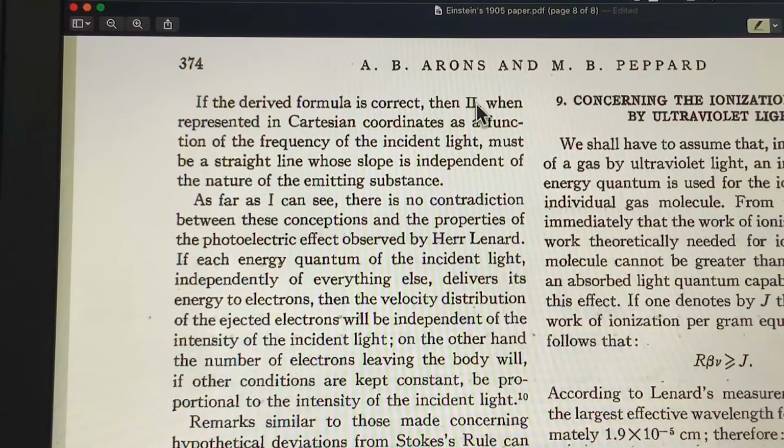then this stopping potential, when represented in Cartesian coordinates as a function of the frequency of incident light, must be a straight line whose slope is independent of the nature of the emitter. These things we teach in our classrooms, but Einstein is predicting this, not explaining it, because the data was not available. And therefore, from the equation, Einstein is predicting this stopping potential versus frequency curve.